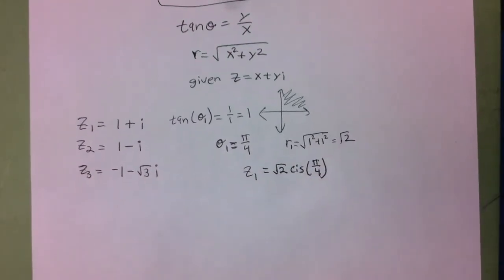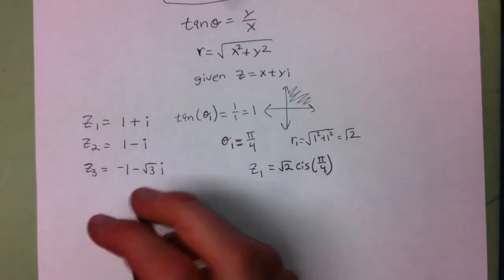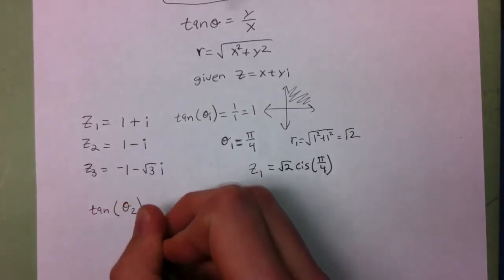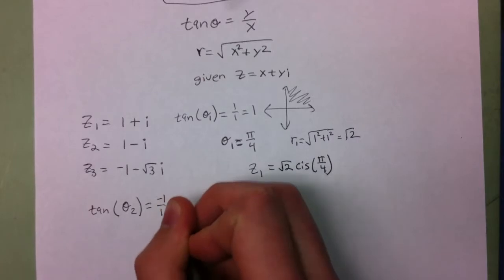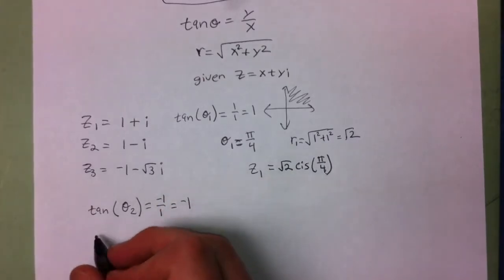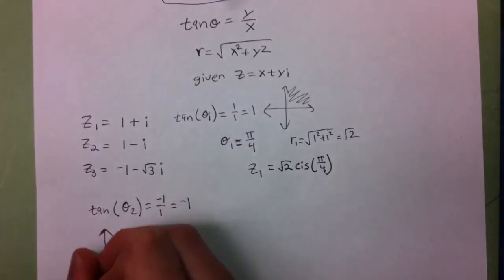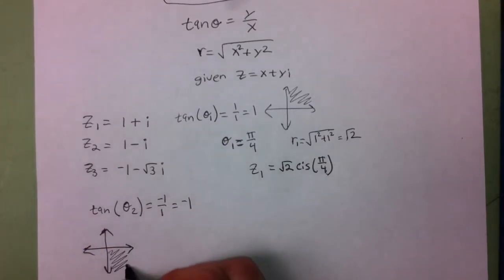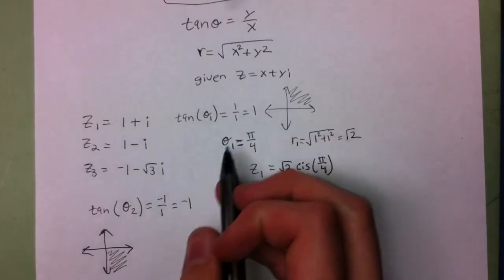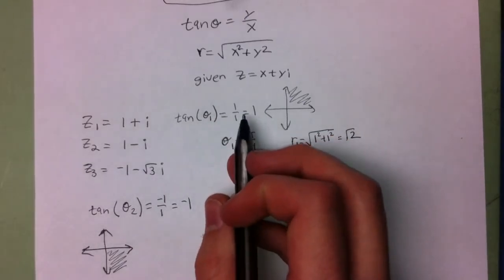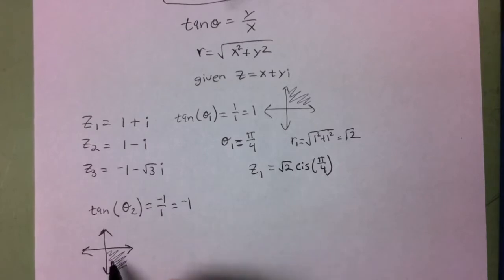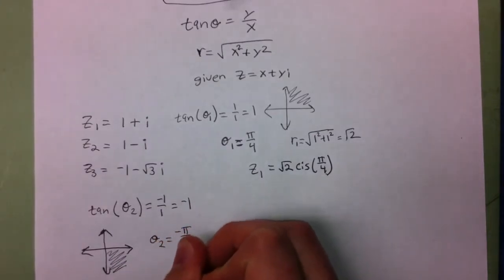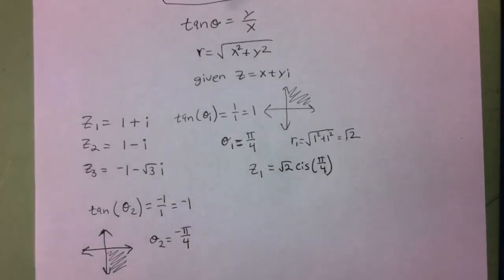So then for z sub 2, we're going to do something very similar. The tangent of theta 2 is going to be equal to negative 1 over 1, which is negative 1. Our x is positive, and our y is negative, which puts us in the fourth quadrant. So that tells us that even though this is very similar to the tangent of theta in the previous problem, it's going to be negative pi over 4, since we're in the fourth quadrant.